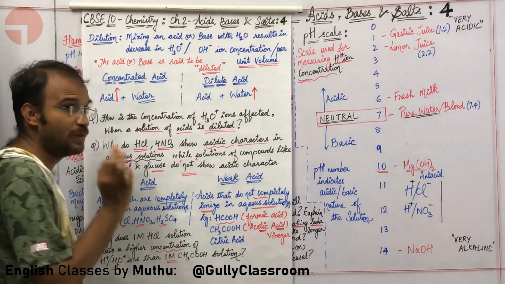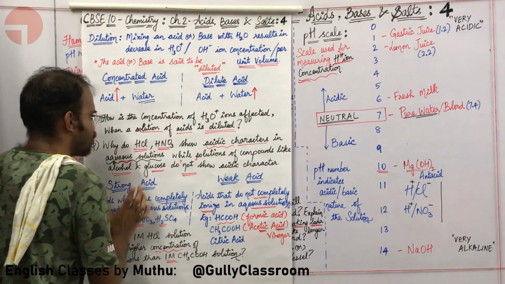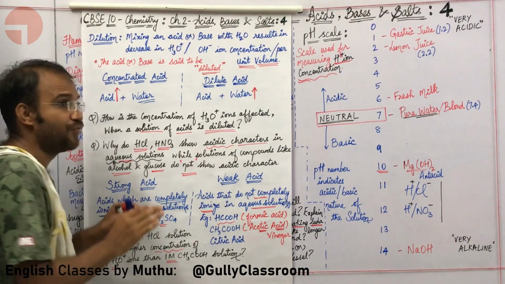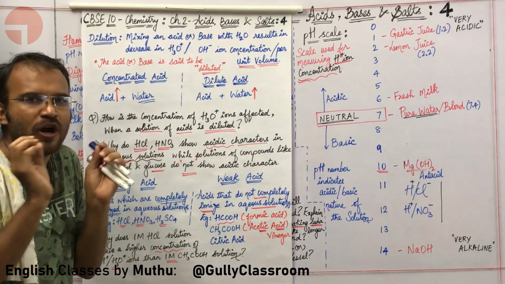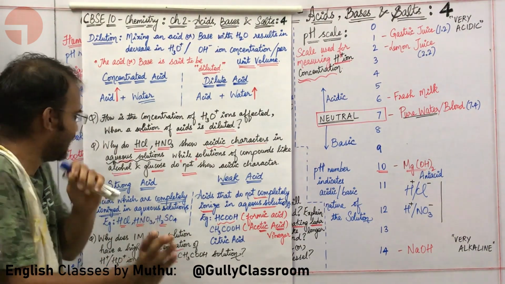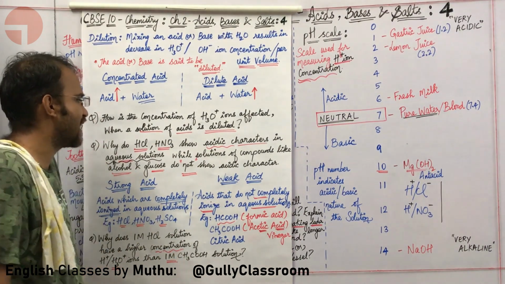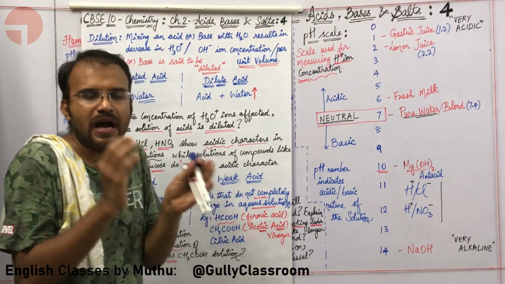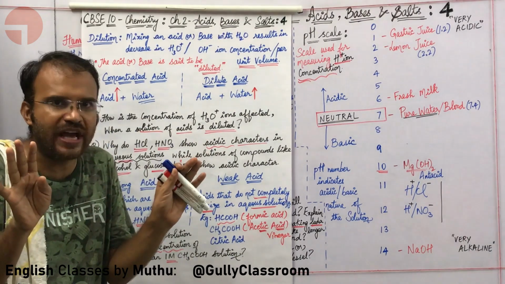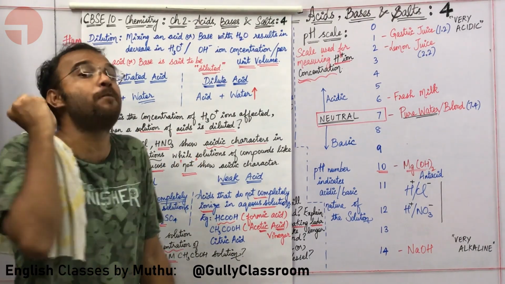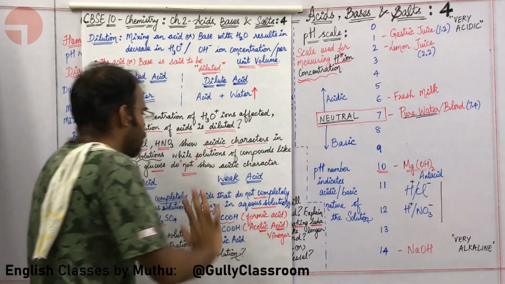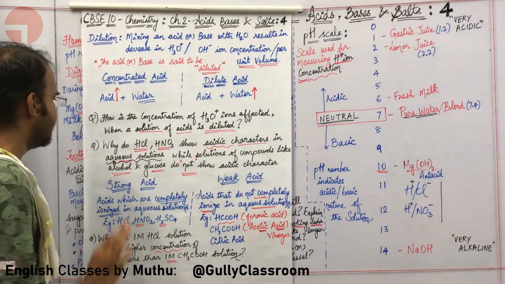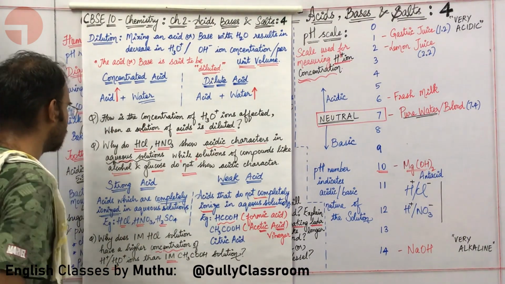Are you comfortable with the idea of strong acids and weak acids? If all the acid molecules undergo complete ionization, it is called a strong acid. If all the acid molecules do not undergo ionization, they only undergo partial ionization, they are called weak acids. Okay, let me try to answer this particular question.